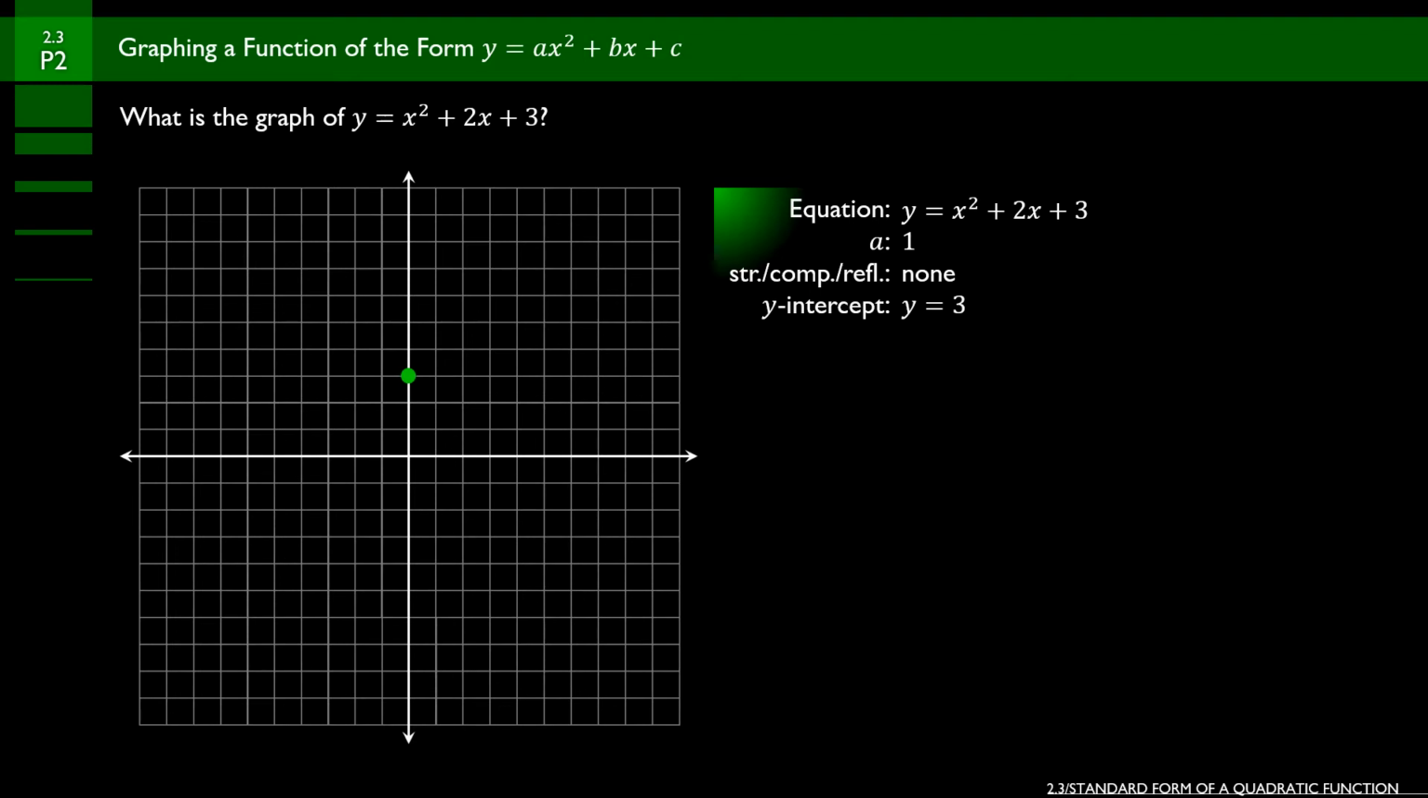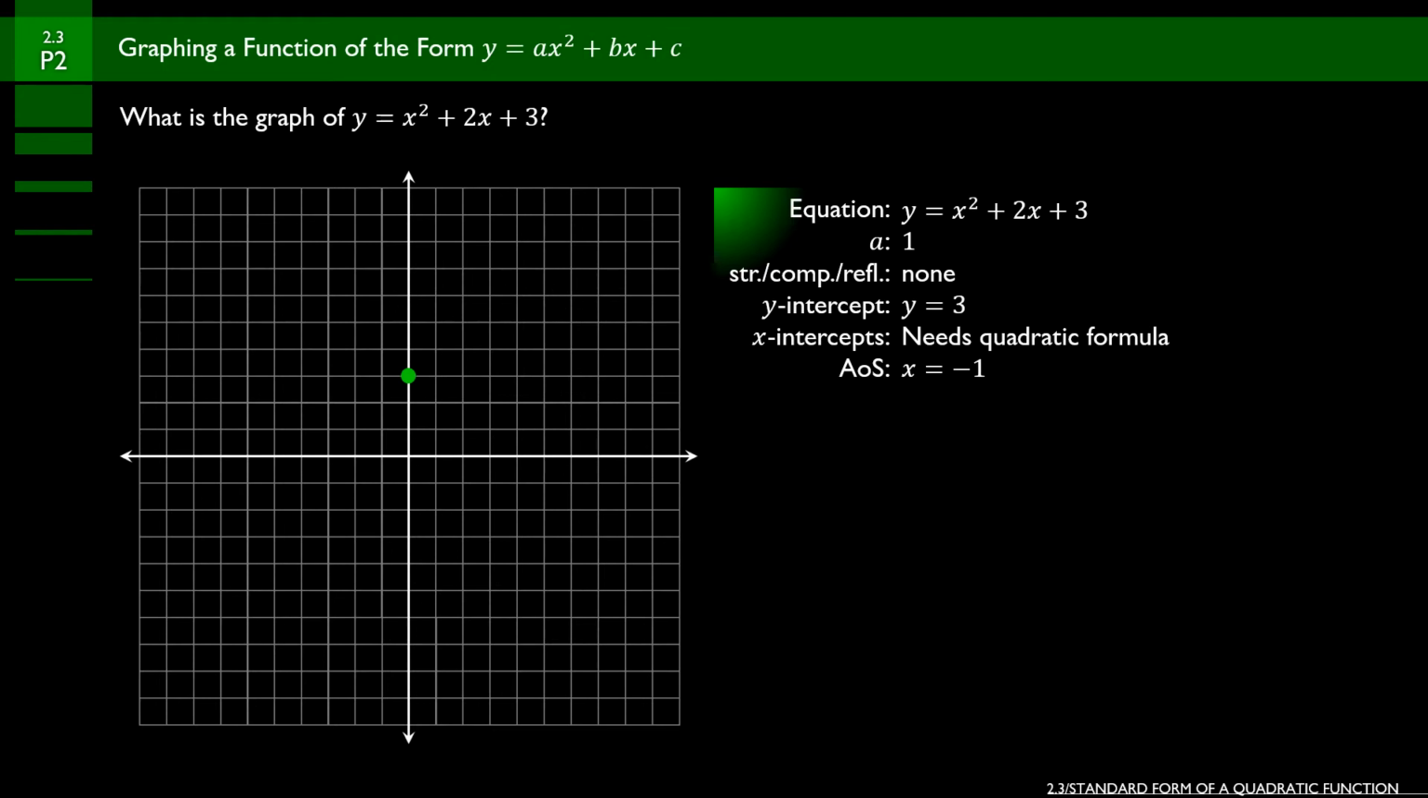And then the x-intercepts: we cannot factor 3 to give us 2. So that means that we would need the quadratic formula, which we have not covered yet. So we're going to leave the x-intercepts as none, or needs the quadratic formula. The axis of symmetry: we're going to take negative b, so negative times 2, which is negative 2, over 2 times a, which is 2 times 1. So we get negative 2 over 2, or negative 1. So our axis of symmetry is at x equals negative 1.